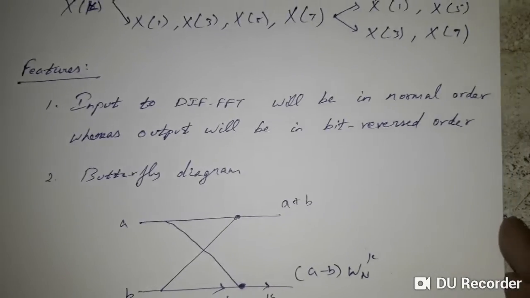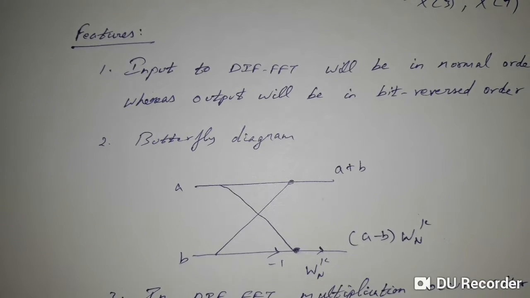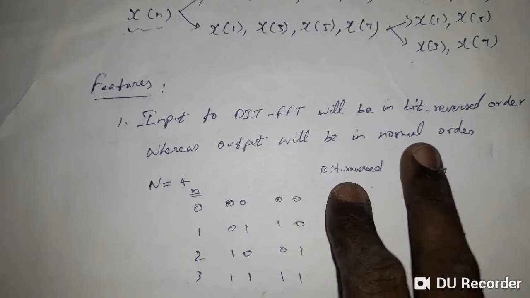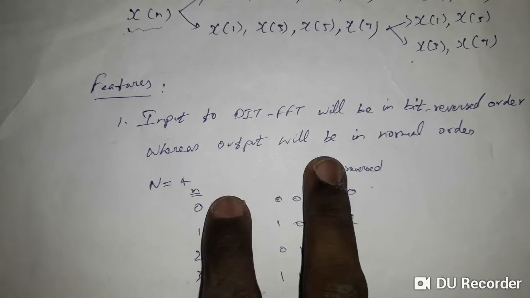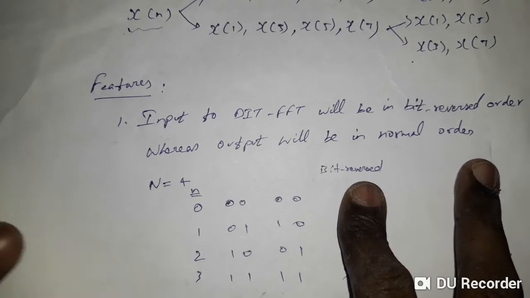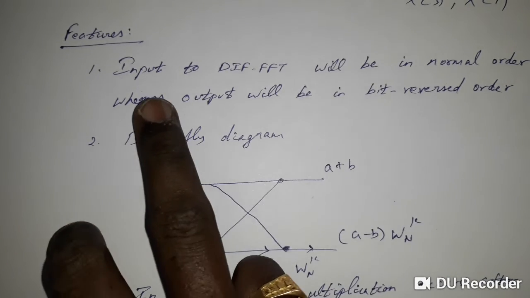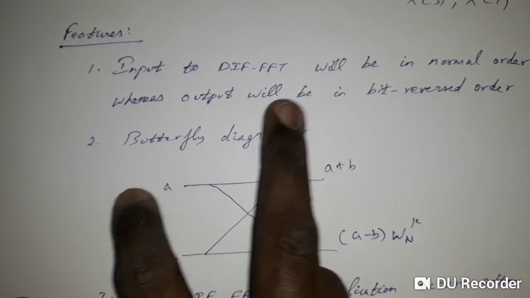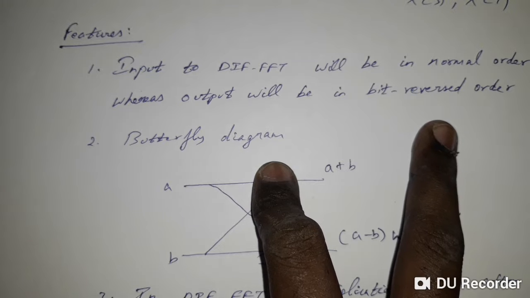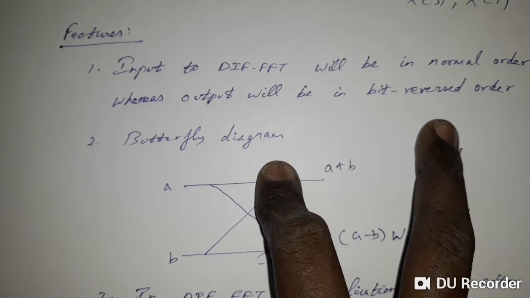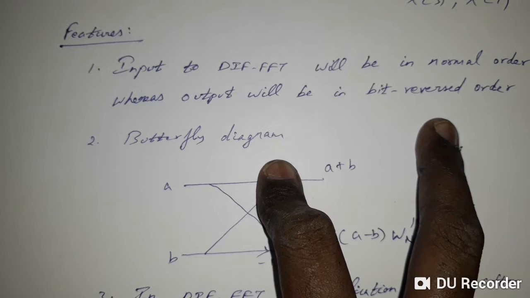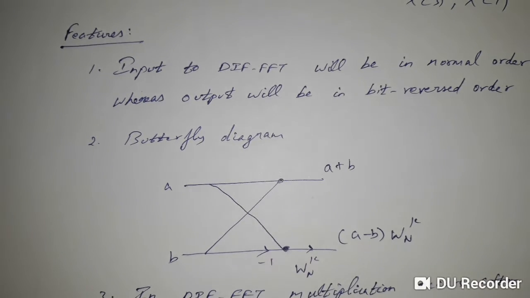Now, seeing the features of DIF FFT, let us compare it with DIT FFT. In DIT FFT, as you have already seen, the input will be in bit reversed order, whereas the output will be in normal order, okay? But here it's quite the opposite. Input to DIF FFT will be in normal order, whereas the output will be in bit reversed order. So the input, we are not going to do anything. Whatever the order is given in the problem, we are going to substitute directly, but the output we are getting will be in bit reversed order. That is the primary difference.